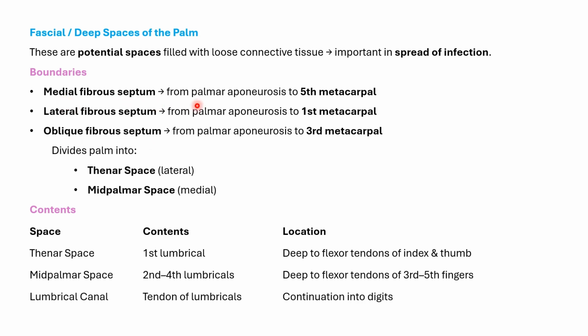The medial fibrous septum runs from the palmar aponeurosis to the fifth metacarpal. The lateral fibrous septum runs from the palmar aponeurosis to the first metacarpal. And the oblique fibrous septum runs from the palmar aponeurosis to the third metacarpal. So these septa divide the palm into two major spaces. They are the thenar space and the mid palmar space. The thenar space is located laterally and the mid palmar space is located medially.